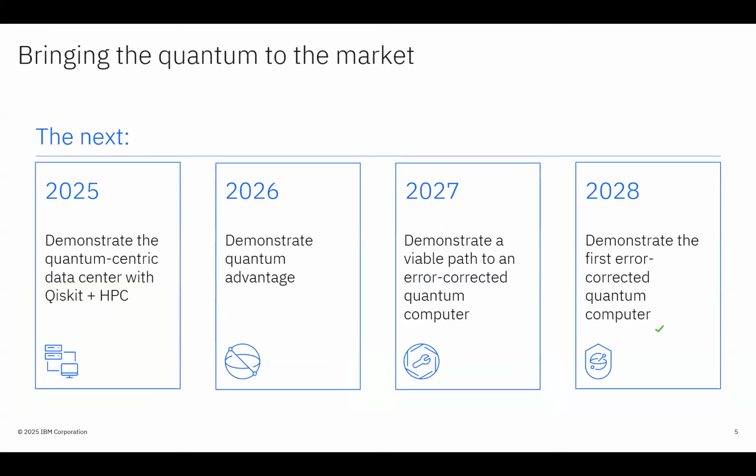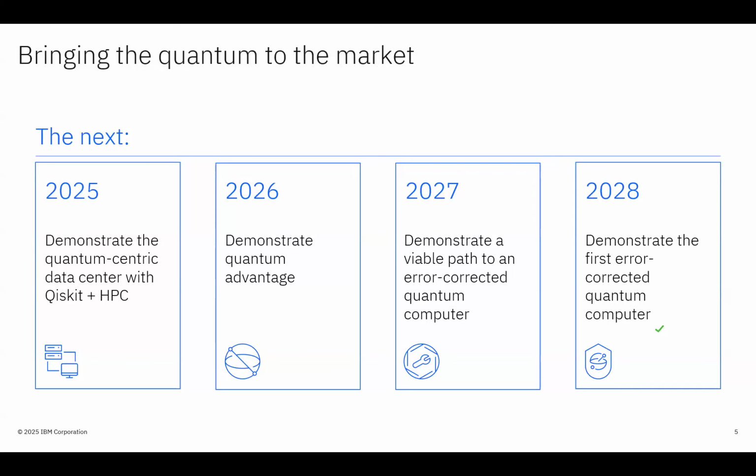So 2026, for us as a quantum community, will be the next year for reaching quantum advantage. The quantum advantage for us is the main step to building and demonstrating the first error-corrected quantum computer, which, as you can notice here, we are planning to deliver in 2029. This shows the path to build a quantum system which will be fully error-corrected.